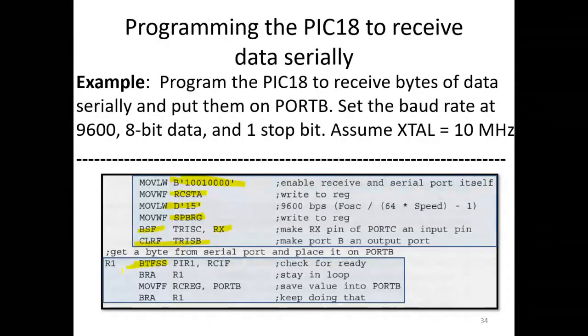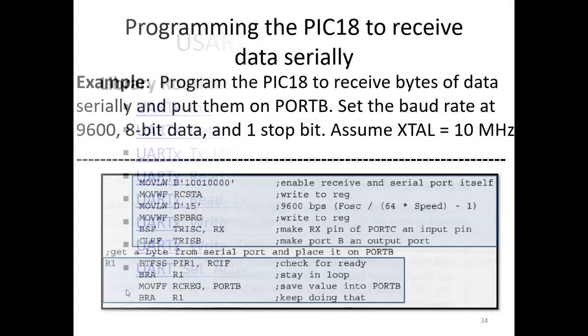Now we have to wait for the flag. I have to check this flag continuously. As long as this flag is 0, we'll keep looping here. Once this flag becomes 1, we have to read the data and send it to port B. So move the value from the RC register to port B and then return back to the loop. So this is how to make the program of this. Any question about this?